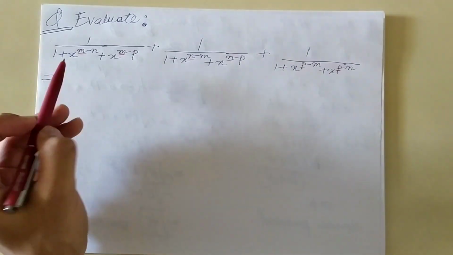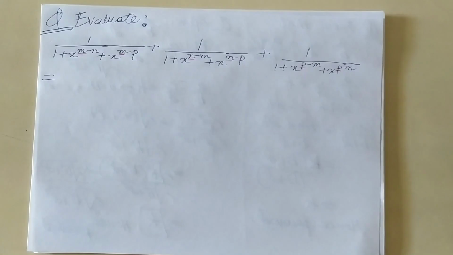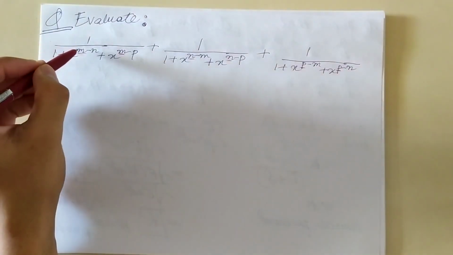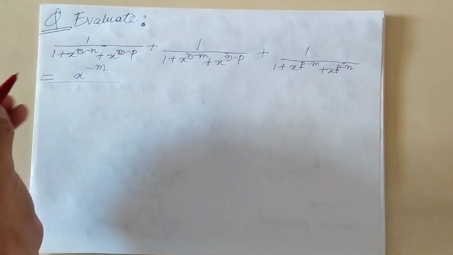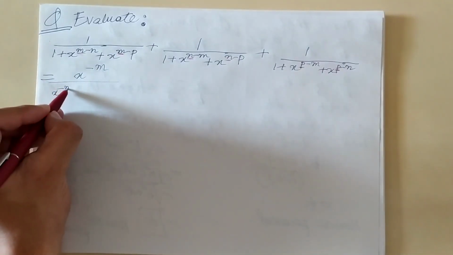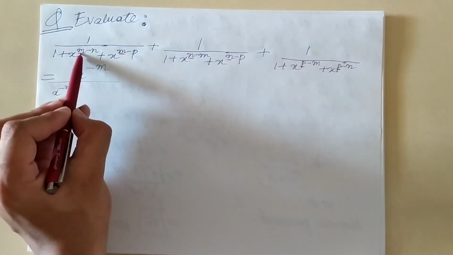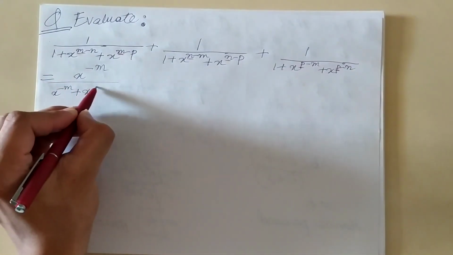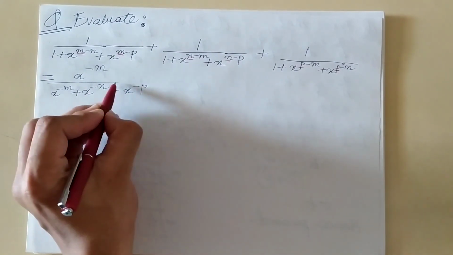So now for the first term, if I multiply the numerator and denominator by x to the power minus m, I will get x to the power minus m in the numerator, then x to the power minus m multiplied by 1, that is x to the power minus m. Now in these terms the m will get cancelled out, so the remaining terms will be x to the power minus n plus x to the power minus p.